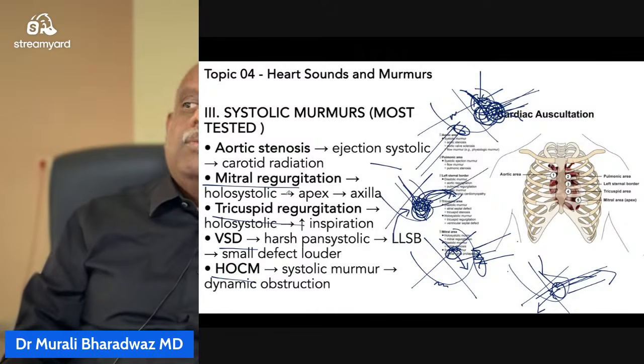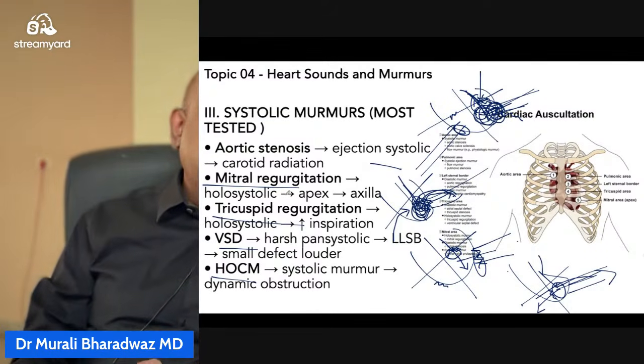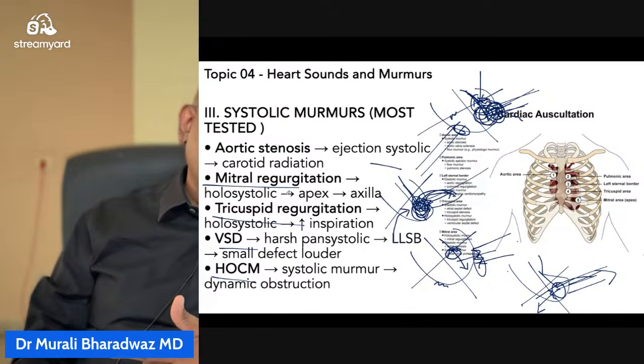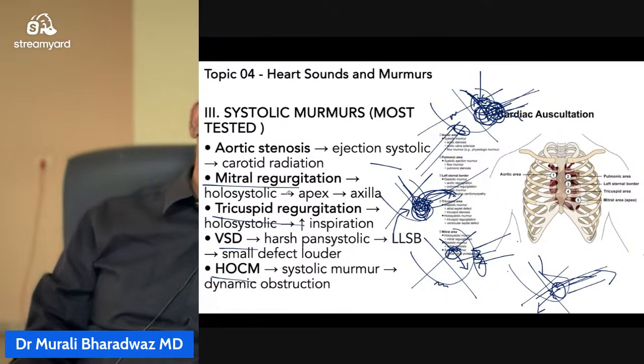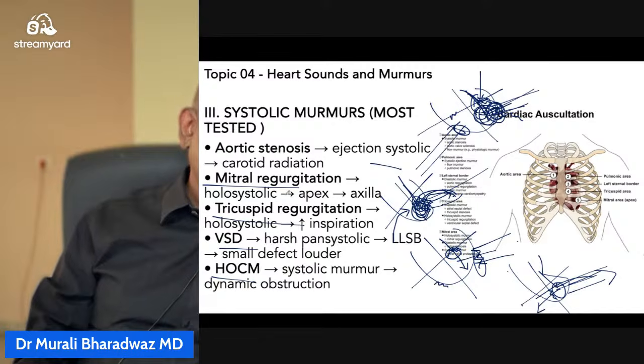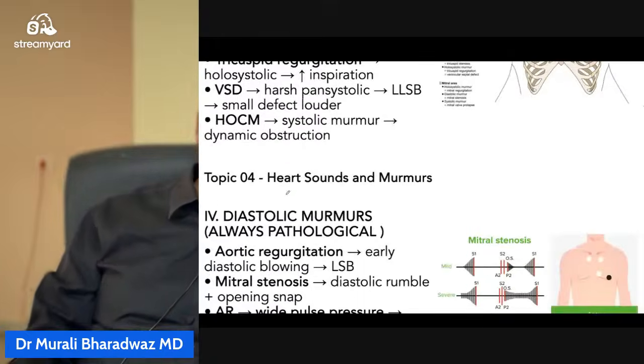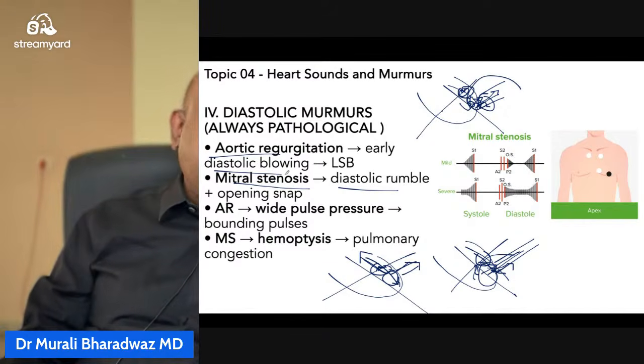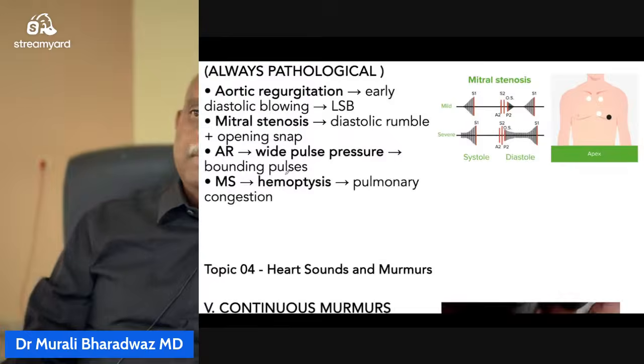So tell me fast, what are the systolic murmurs that you know quickly? AS, MR, TR, VSD, HOCM. Once more, AS, MR, TR, VSD, HOCM. These 5 are systolic. Then what are diastolic? AR, MS, they both are diastolic. That's enough for now, we will study later.